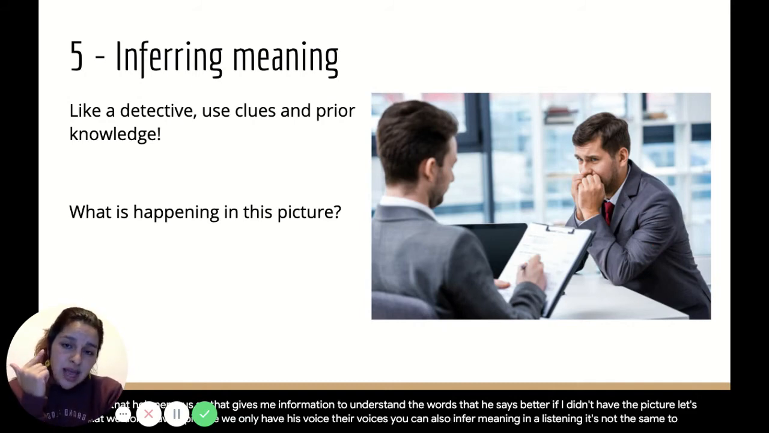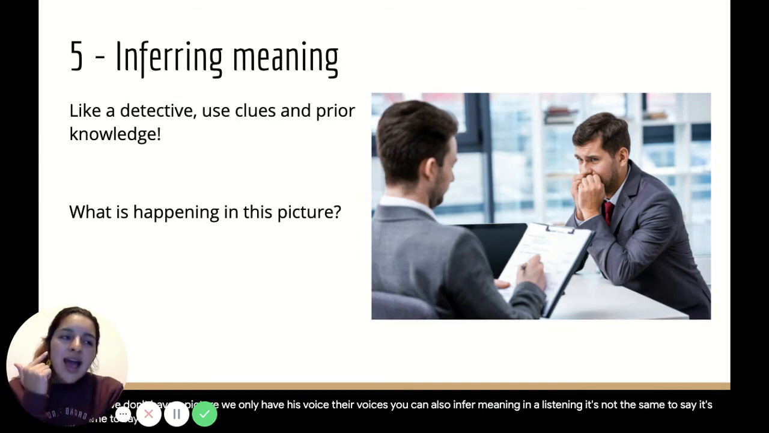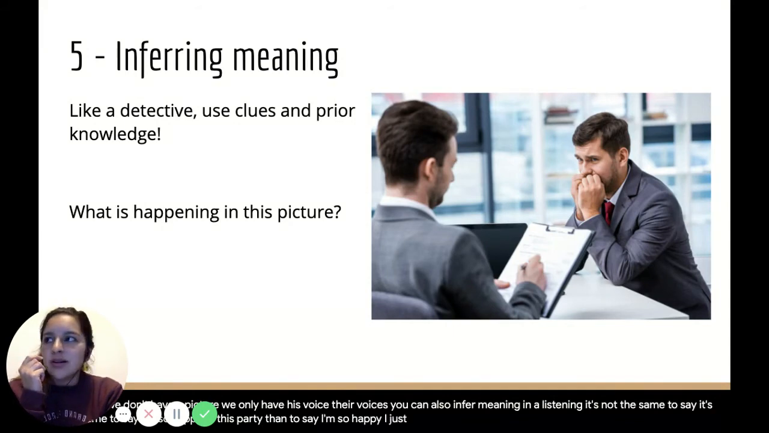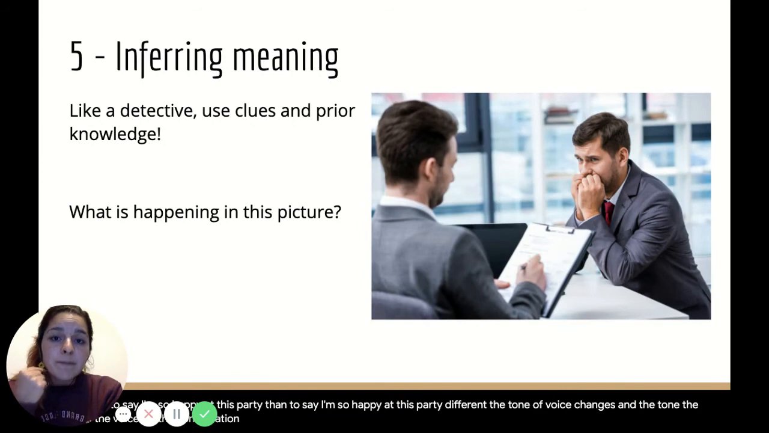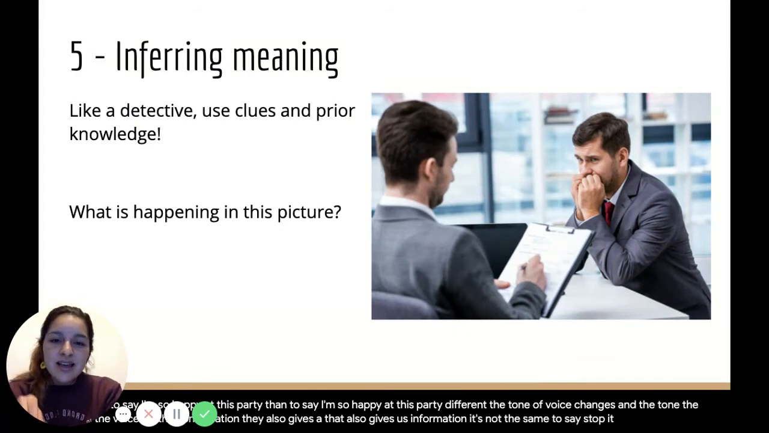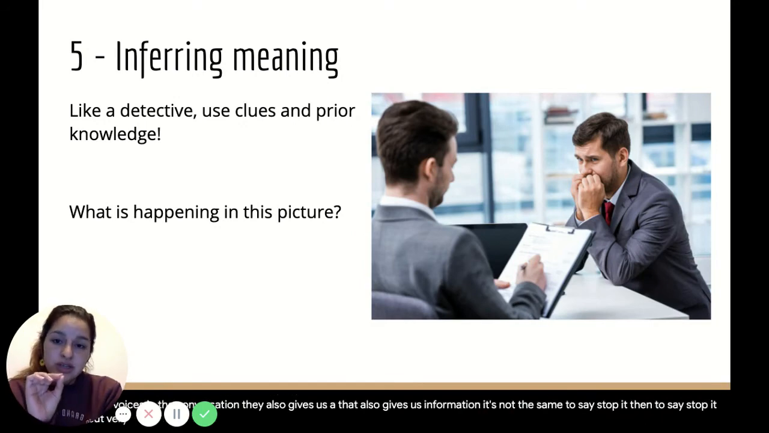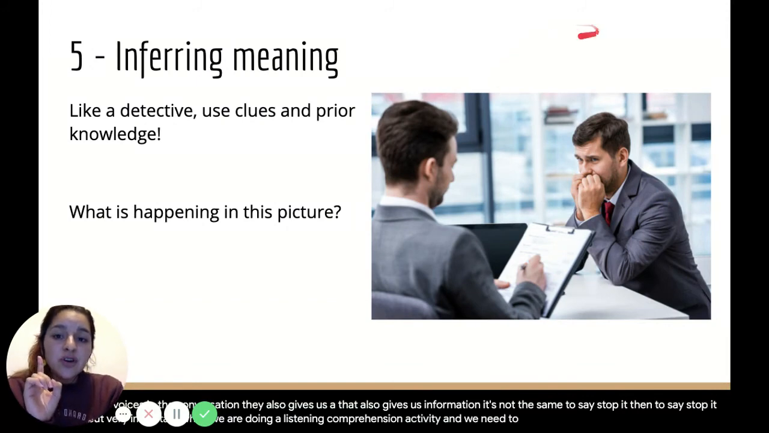It's not the same to say, I'm so happy at this party, than to say, yeah, I'm so happy at this party. Different. The tone of voice changes, and the volume of the voices in the conversation also gives us information. It's not the same to say stop it than to say stop it. Different, but very important when we're doing a listening comprehension activity and we need to infer meaning.